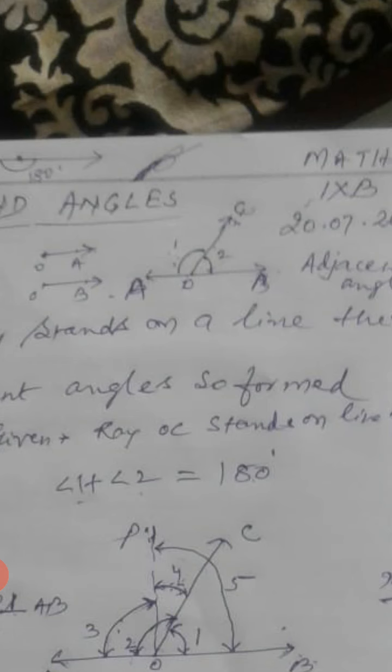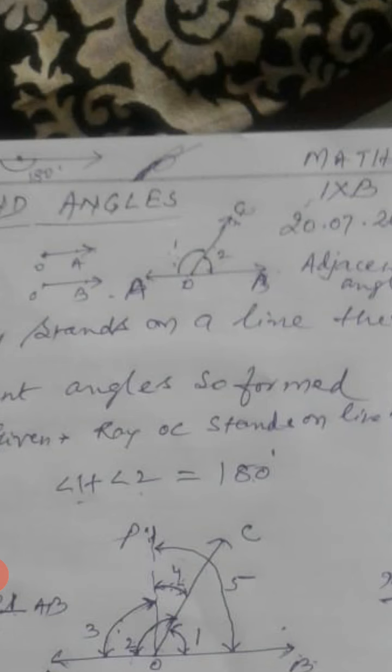Now see, angle AOC and angle BOC are two angles with the same vertex and one common arm OC. So these two angles 1 and 2 are called adjacent angles.